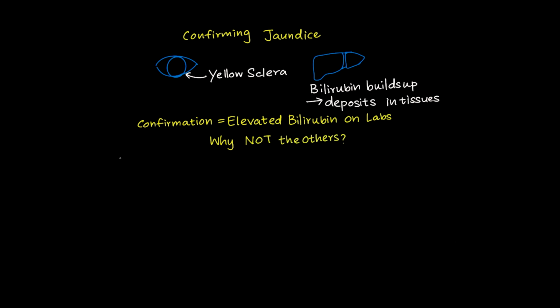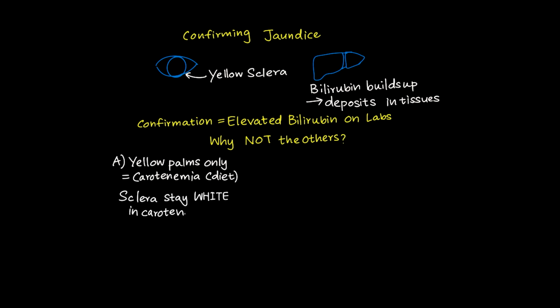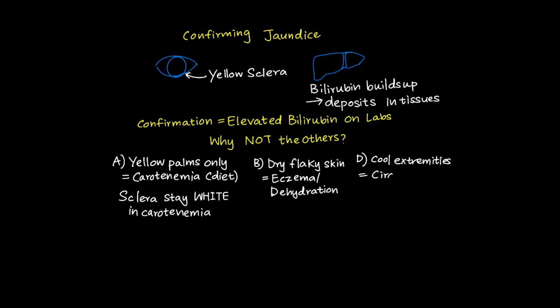Yellowing limited to the palms, that's actually carotenemia, which comes from eating too many carotene-rich foods like carrots. The giveaway with carotenemia is that the sclera stay white. Dry flaky patches? That's a skin condition like eczema or dehydration. Nothing to do with bilirubin. Cool extremities point toward poor circulation or cardiovascular issues, again completely unrelated to bilirubin buildup.